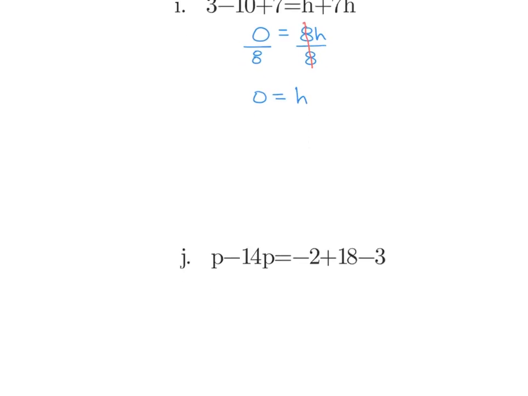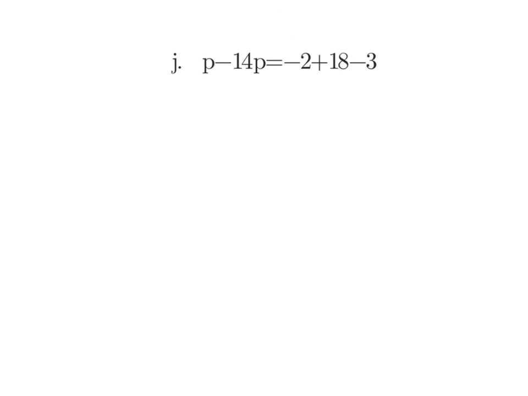All right, last problem. Let's look at p minus 14p equals negative 2 plus 18 minus 3. On the left, if we combine our like terms, we have 1p minus 14p equals negative 13p. On the right, if we combine this, negative 2 plus 18 is 16. Minus 3 is 13.